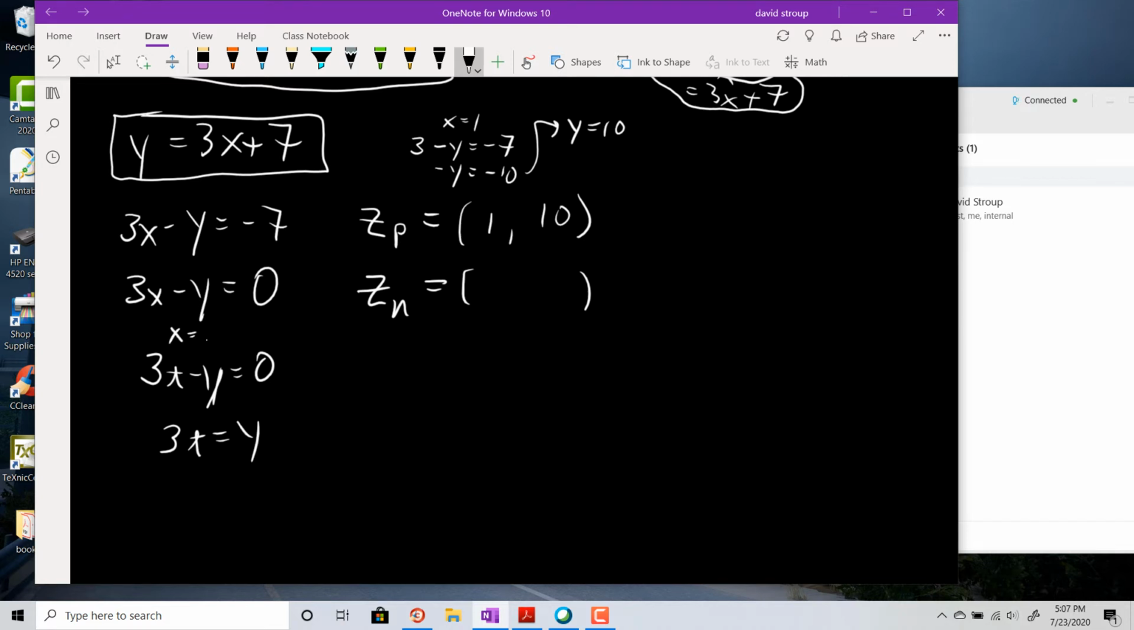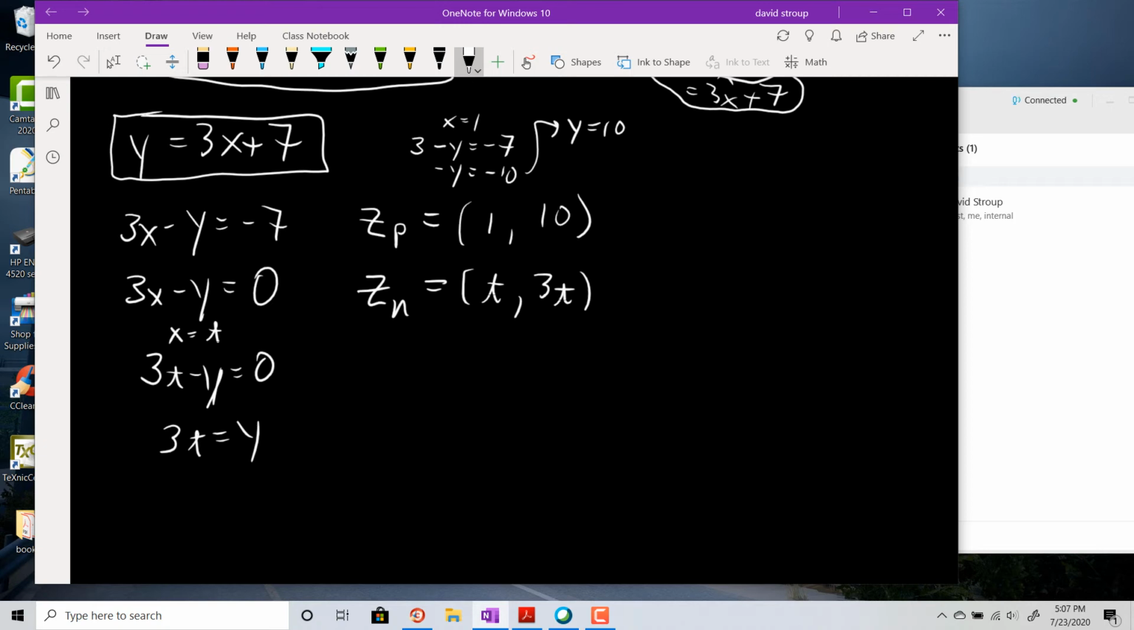So what did I do? I let x equal t first, and I put it in here. I got 3t minus y is 0. Then I added y to both sides, and that's y. So for the null solution, x is t, and then y is 3t.